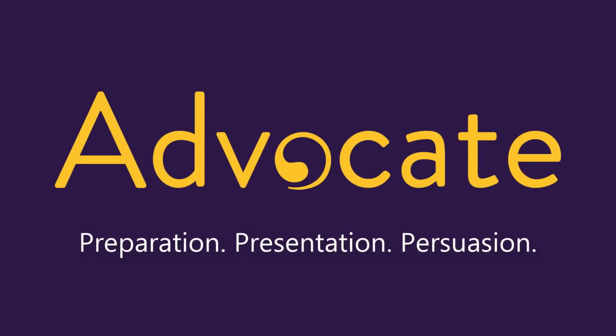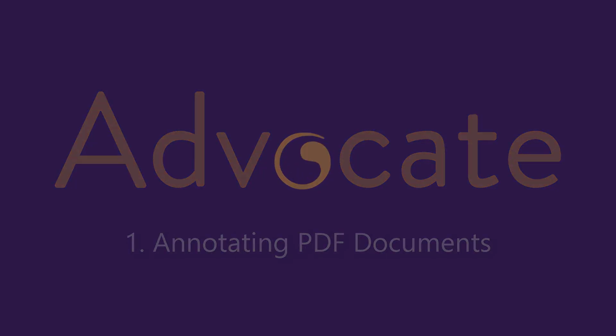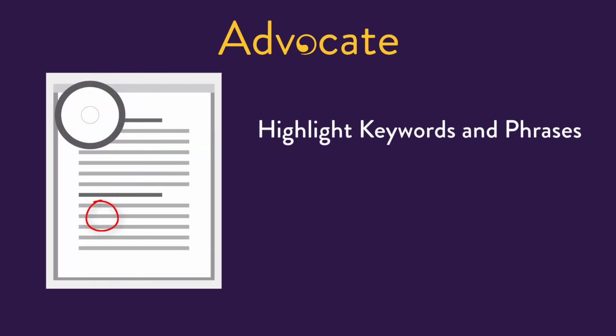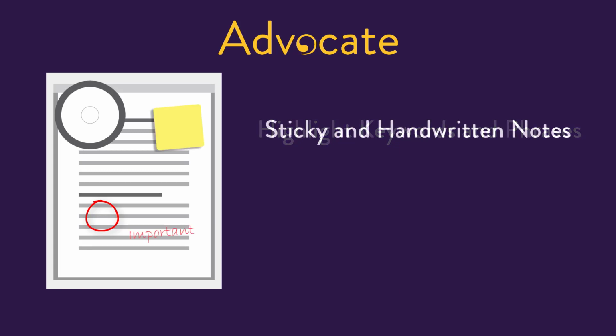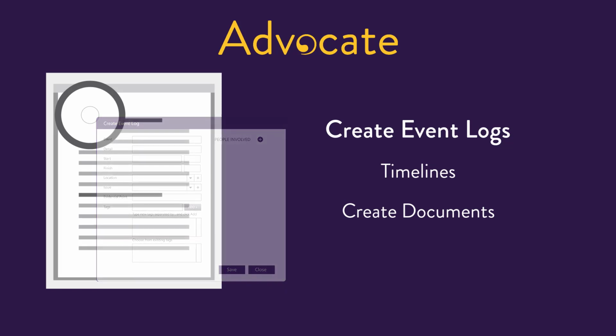This video is going to take you through annotating and creating events in PDF files that you have brought into Advocate's evidence screen. The Annotate function lets you highlight keywords and phrases when you are reading through PDF documents, and you can add sticky notes, handwritten notes, or underline sections and do everything you would normally do when annotating a document. What sets Advocate apart from other software is that you can create event logs which can be used in timelines, and they can also be used to form the basis of documents such as a brief to counsel.